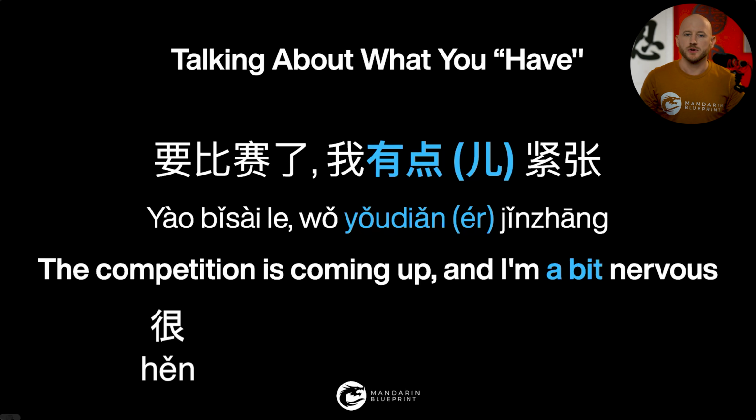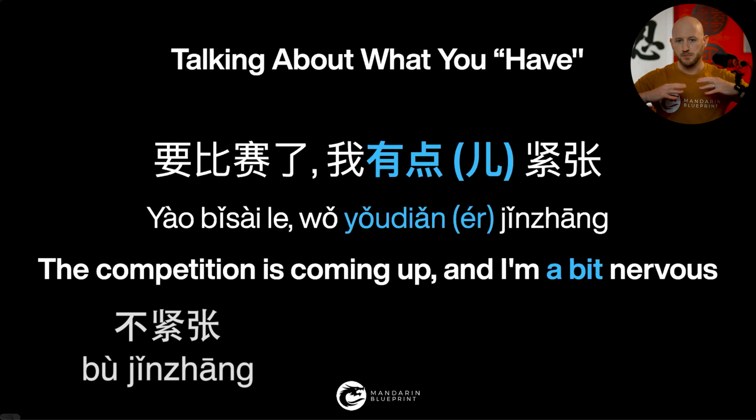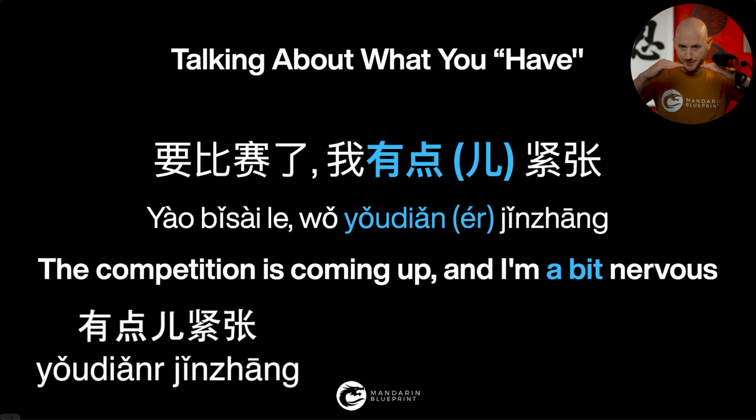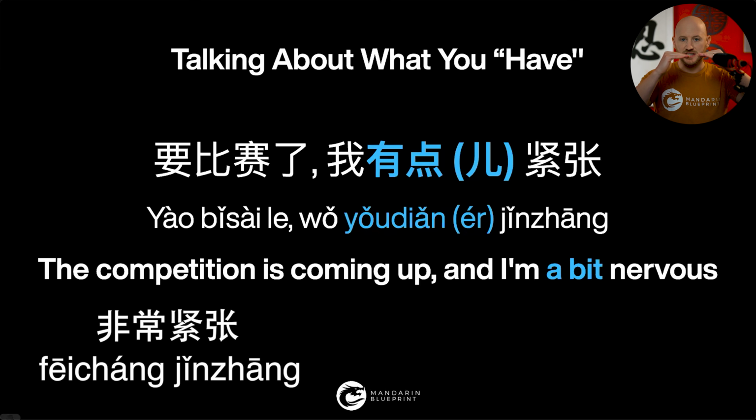Then you have 很, which just basically means I am nervous. Right? And that's just standard. So you've got not nervous, 不紧张. A little bit nervous, 有点紧张. Am nervous, 很紧张. Then above that, very nervous, 非常紧张.